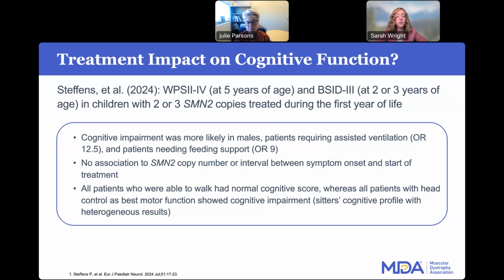One, again, the potential role of the lack of SMN in the central nervous system with regards to cognition and synaptogenesis. But two, the fact that most of our current scales for understanding intelligence do have a gross motor component. It may be very difficult for patients who are using assistive communication devices, minimally verbal, or requiring assisted ventilation. So we need to figure out how we're going to navigate this going forward.